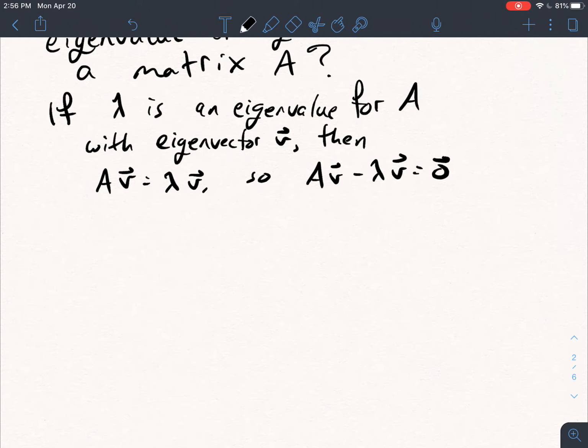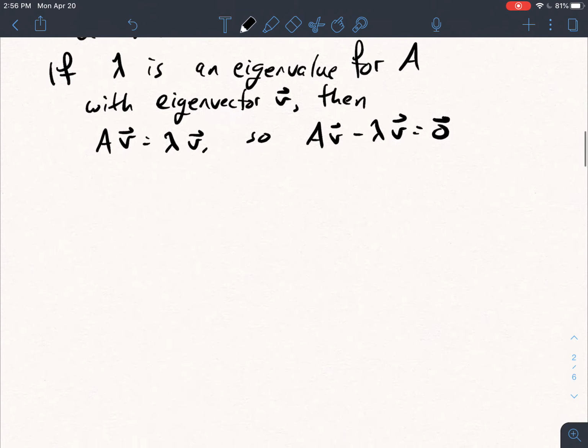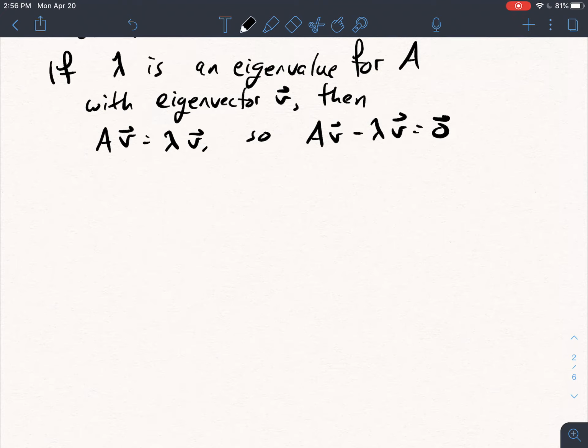So I can actually subtract lambda V on both sides. And now this is equal to the 0 vector. Okay. So I have a V in both of these things. So the idea is I want to factor out the V. So this right here, as I've written, is wrong. Don't do this. So this doesn't make sense.